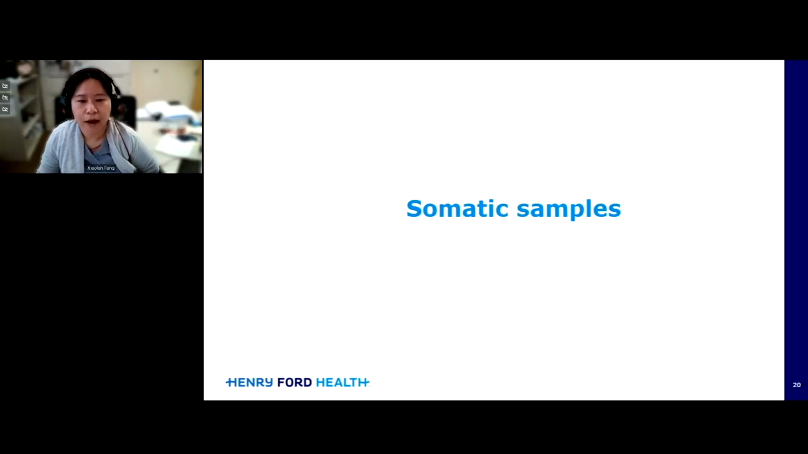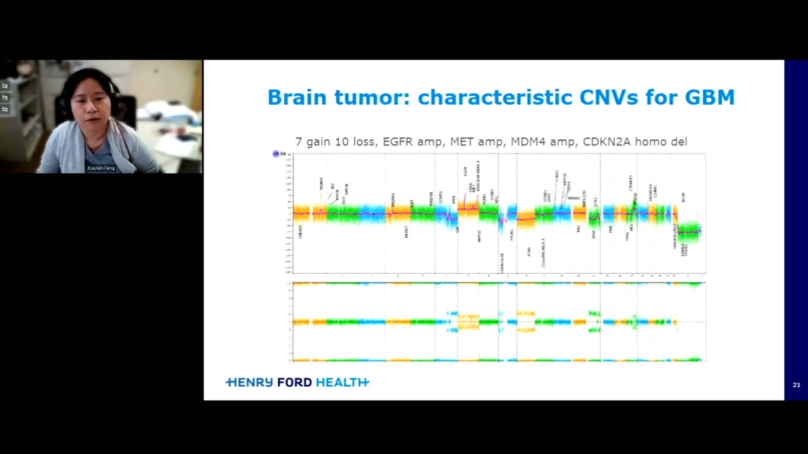All right, so we talked about some background information. Now let's move forward and talk about some actual samples. We'll start with somatic samples because OncoScan has a great advantage of treating solid tumor from the FFPE treated procedure. So we mainly will focus on that to start. All right, we'll start with brain tumor. And this is a sample with glioblastoma or GBM.